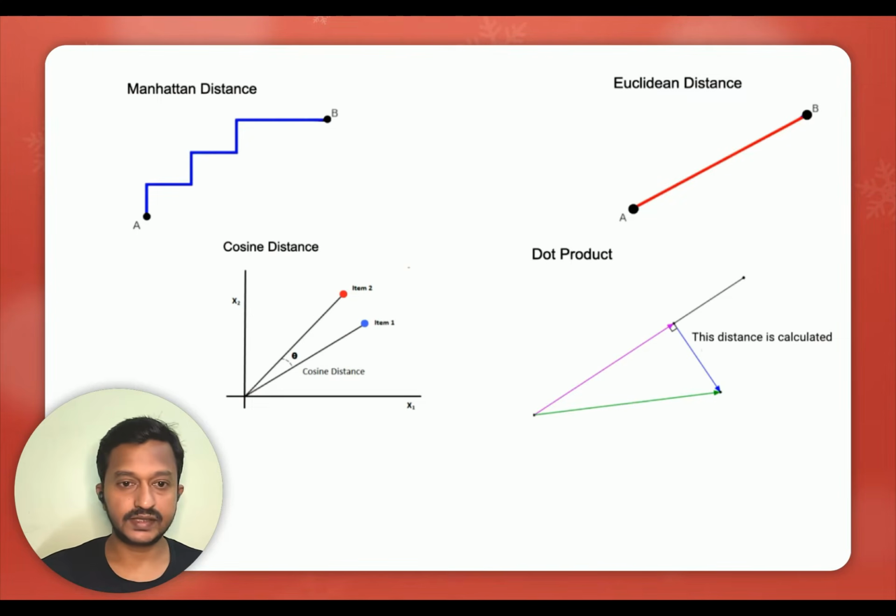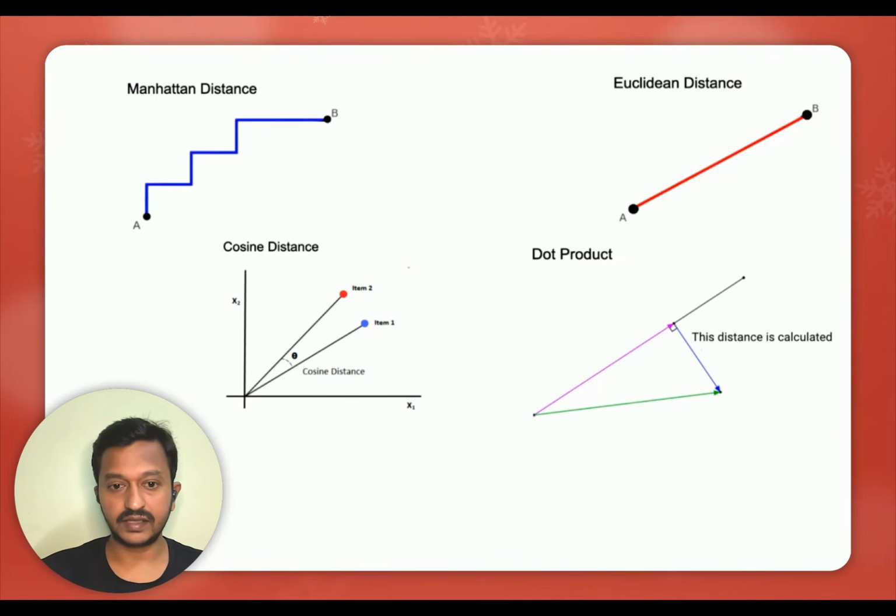So let's understand how Manhattan distance, Euclidean distance, cosine distance, and dot product are calculated. As you can see in the image, the Manhattan distance is calculated using a step-by-step approach, from point A to point B, just like how we go on stairs. That's how it is calculated. And Euclidean distance is basically a straight line, like how a bird flies from A to B. That's how Euclidean distance is calculated.